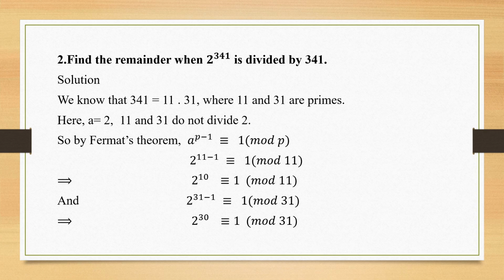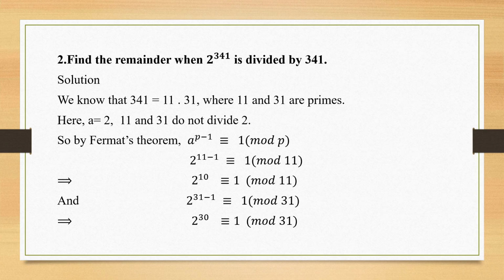So by Fermat's little theorem, a raised to the power of p minus 1 is congruent to 1 mod p. That is the statement. And in place of a, we write 2. And in place of p, now we are going to consider only 11, right? So it's going to be 2 to the power of 11 minus 1, which is congruent to 1 mod 11. So 11 minus 1 is 10. 2 to the power of 10 is congruent to 1 mod 11. So one work is done.